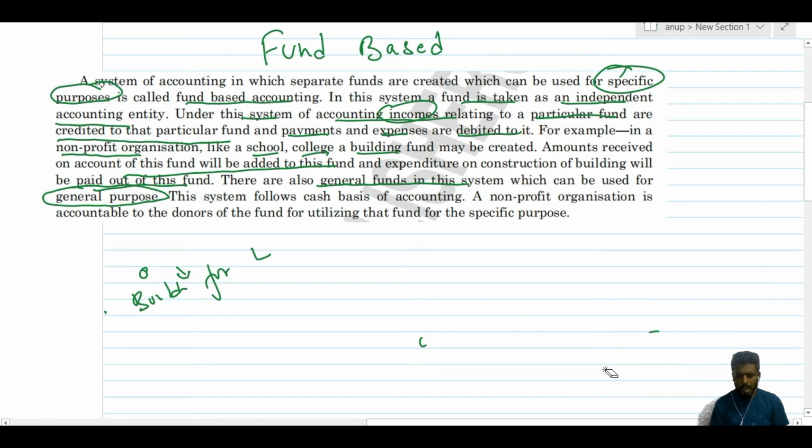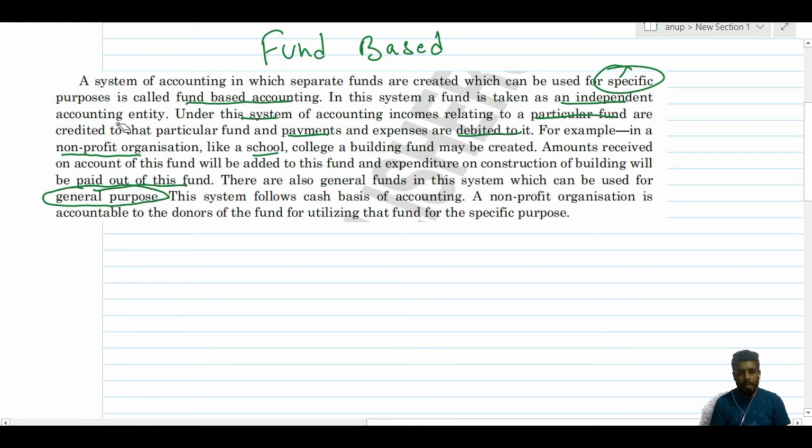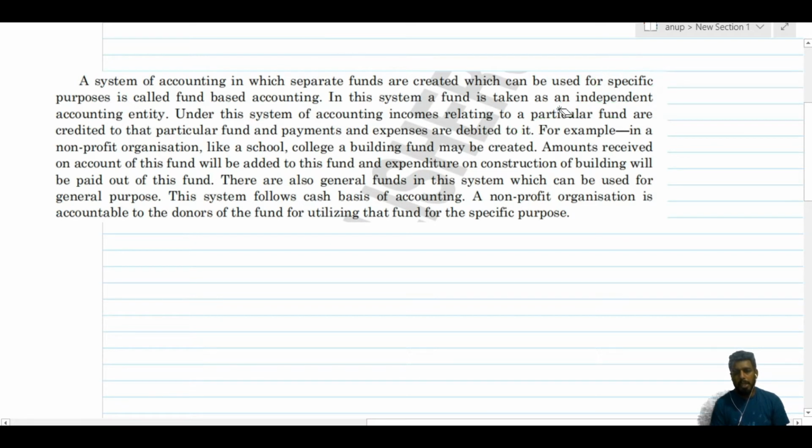I hope you have understood the meaning of fund-based accounting. However, there are some questions, so let us look at the questions and see how fund-based accounting is shown in the books of accounts. Let us see the accounting treatment of the funds.